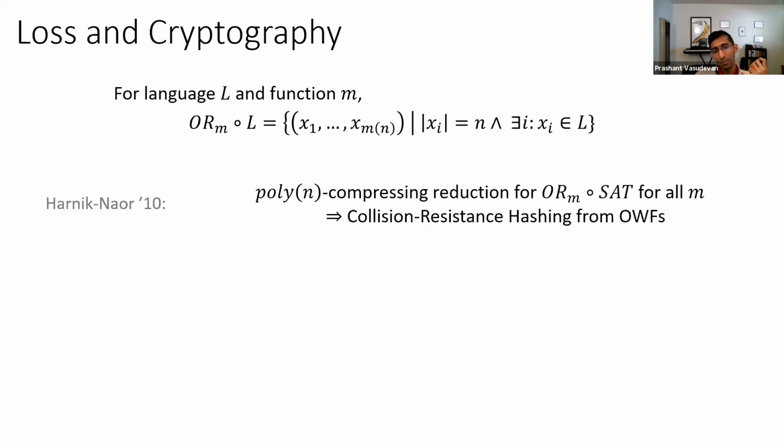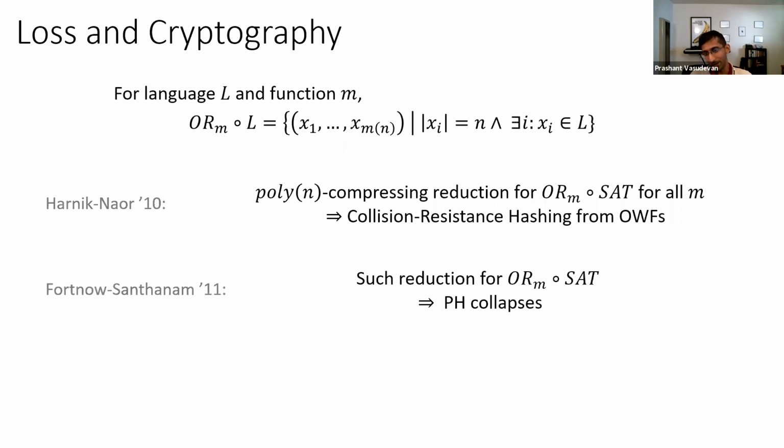And the point where this whole study started was in the work of Harnik and Naor from 2010, where they showed that if you had a compressing reduction for OR of SAT, where you compress from m instances of size n to an instance of size poly in just n, independent of m, then this kind of reduction can be used to get collision-resistant hashing from one-way functions, right? Which would be a big deal. We still don't know how to do this.